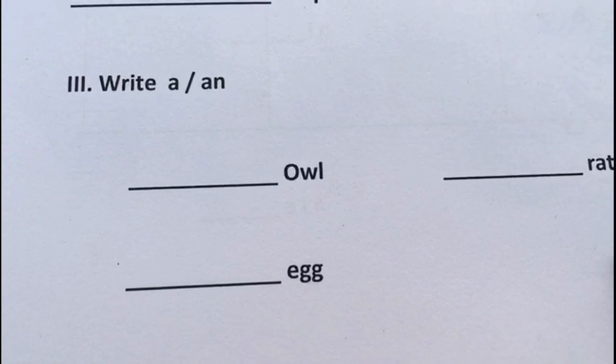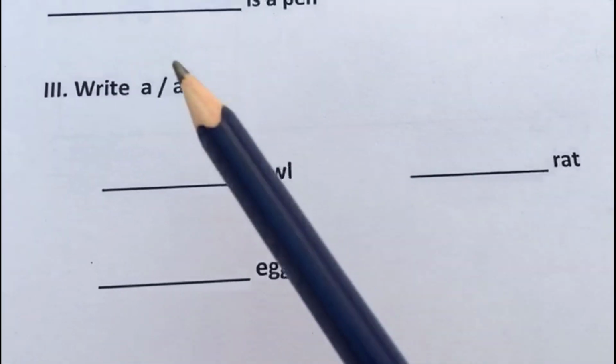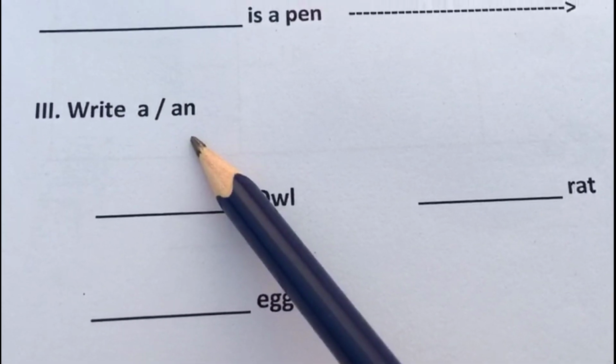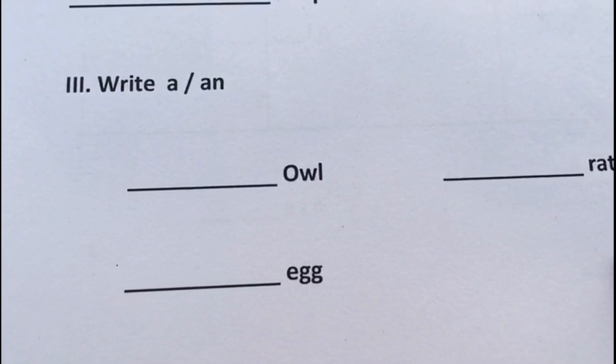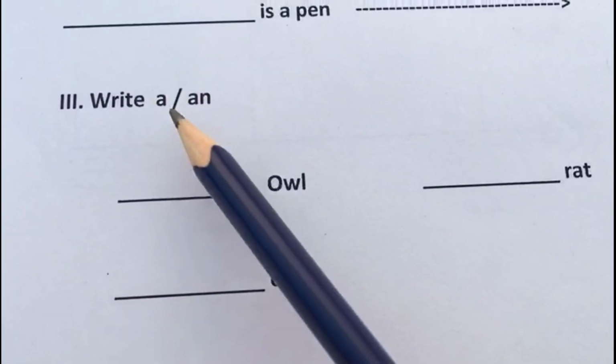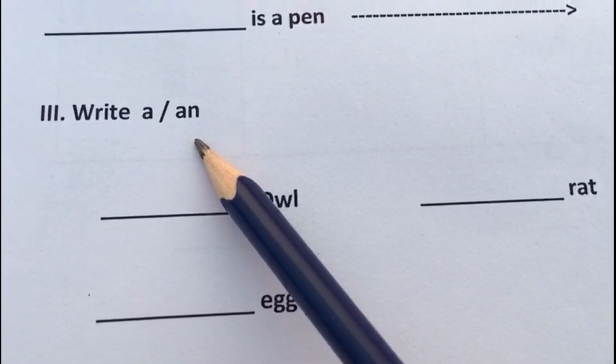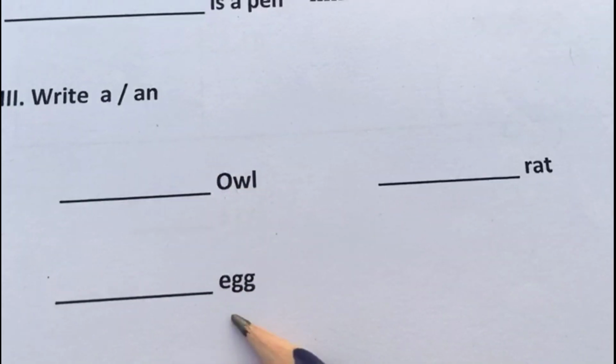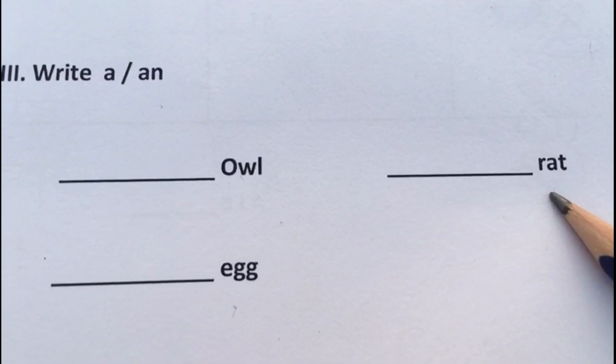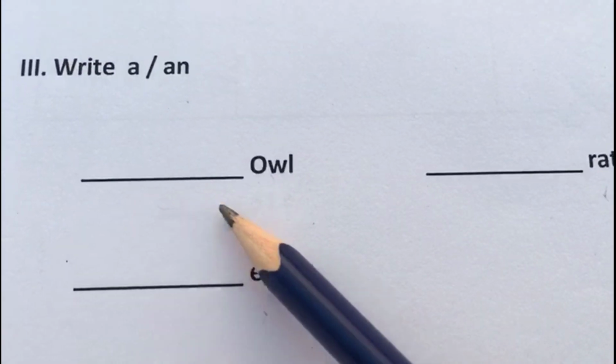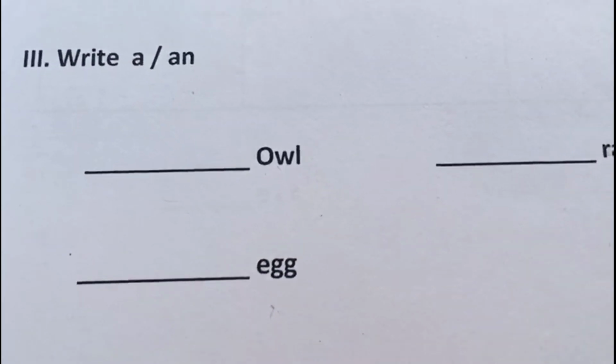Now let's see the third question. The third question is write a or an. This is based on articles. So ask your child to read the words, all 3-letter words. Ask them to read carefully and say the sound of the first letter, and ask them to write a or an.